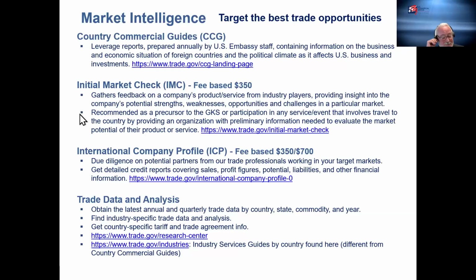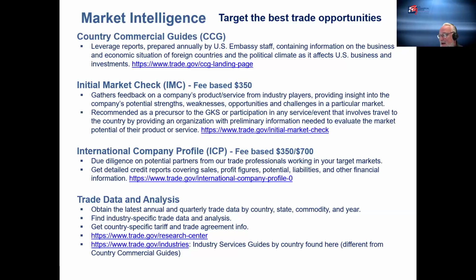Among our services, we have the initial market check, which is just what it sounds like. You come to us and say, hey, I have reason to believe I could probably sell my products in this market, but I don't know that for sure. Can you help me verify that what I believe to be a market opportunity is valid and accurate? And so we can perform an initial market check for you.